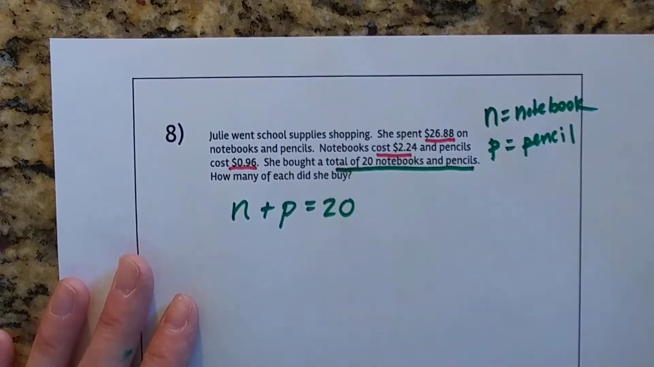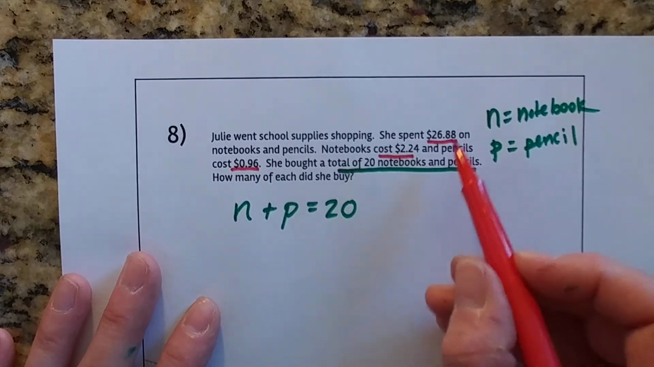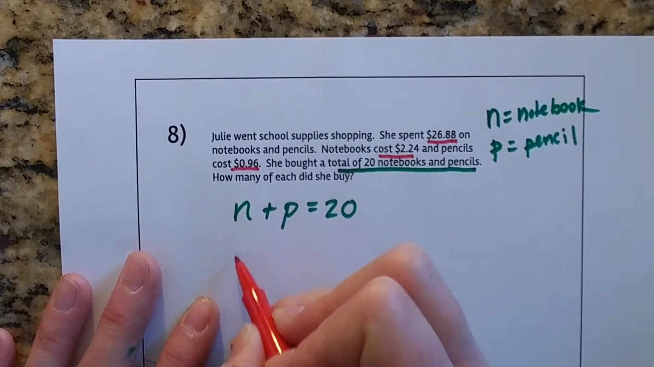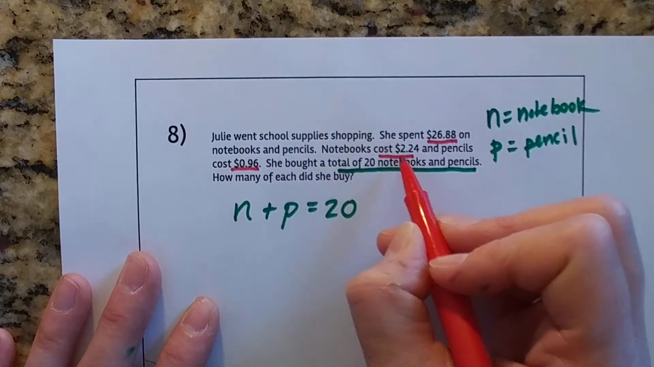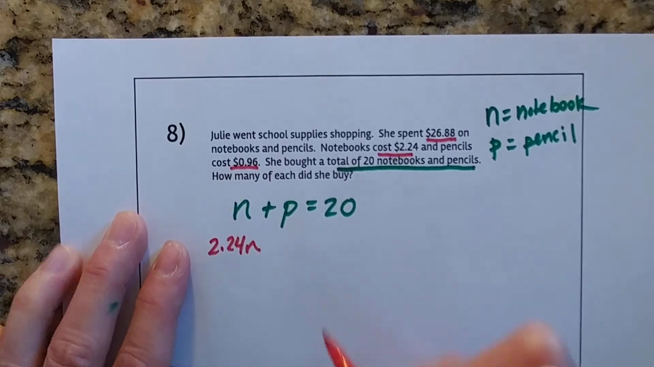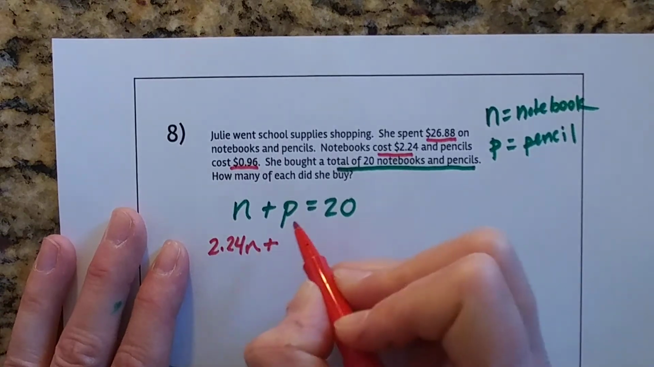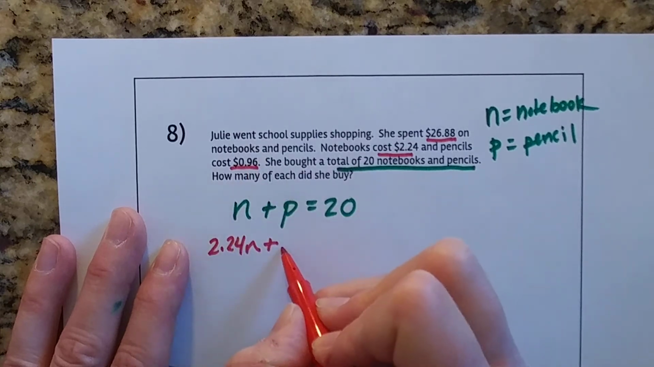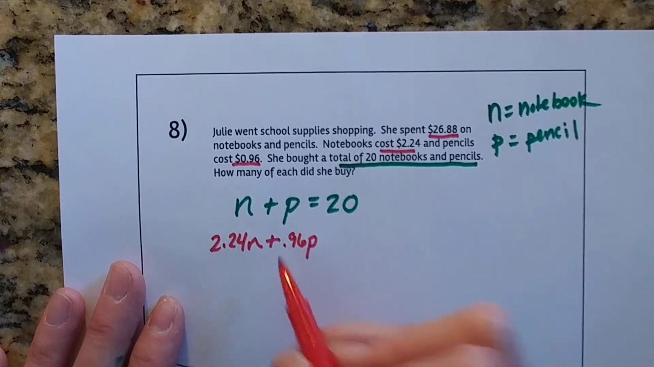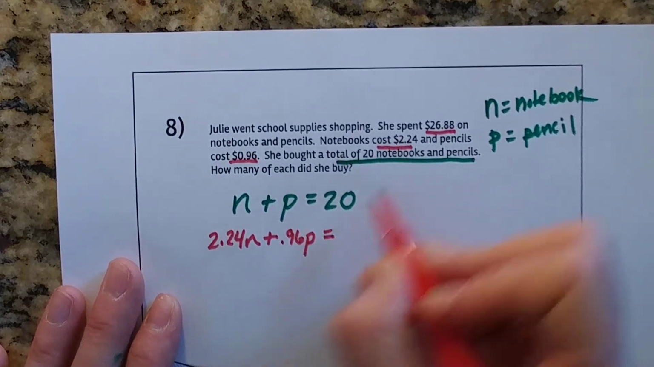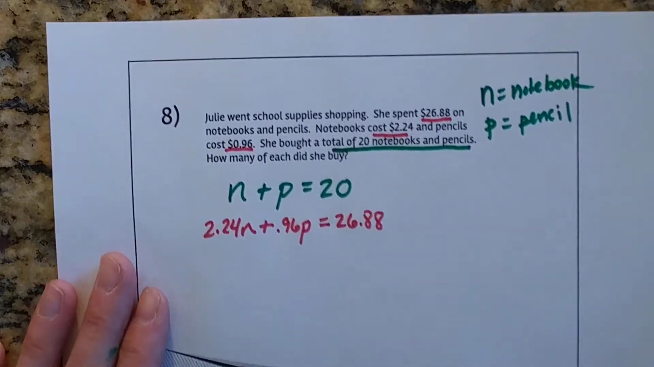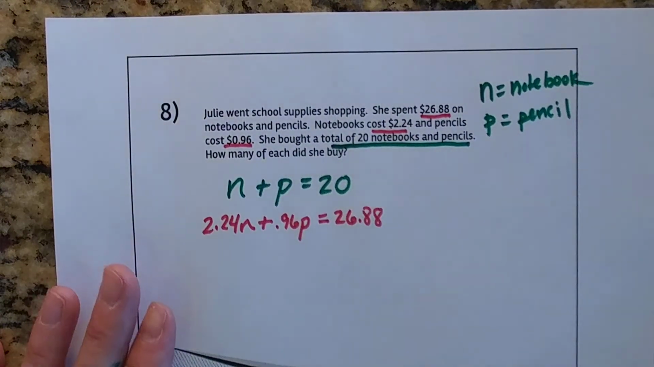We need another equation. Let's write the other equation with the money, the value. So here we want the value of the notebooks. Just because this is N, we'll do notebooks first. Notebooks are $2.24. So $2.24 times the number of notebooks. Plus pencils. Those are cheaper. 96 cents per pencil. Maybe that's a pack, who knows. Be sure you put your decimal points in. And then that equals a total of $26.88. Now I have 2 equations, which makes a system, and I can solve.